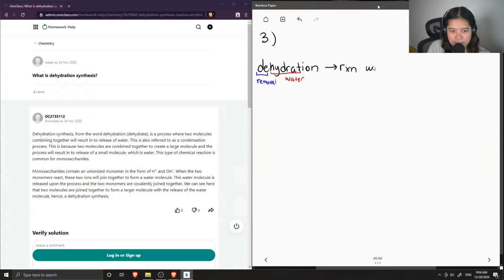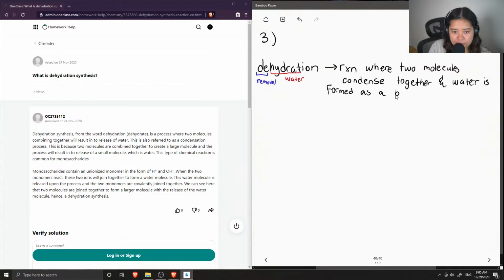So in this case, it is a reaction where two molecules condense together and water is formed as a byproduct. So I'll have an example shown down here.